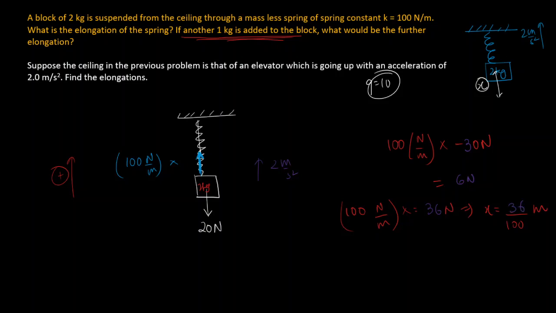or 36 centimeters, and the further elongation will be 36 over 100 meters minus 24 over 100 meters in the case of a 2 kilogram block, and this is equal to 12 centimeters.